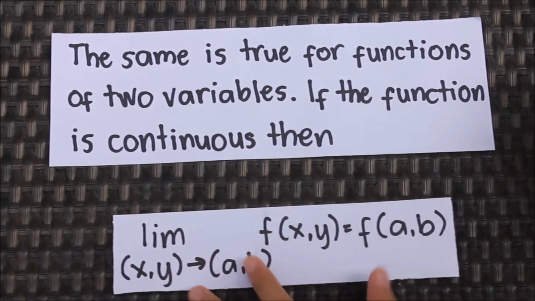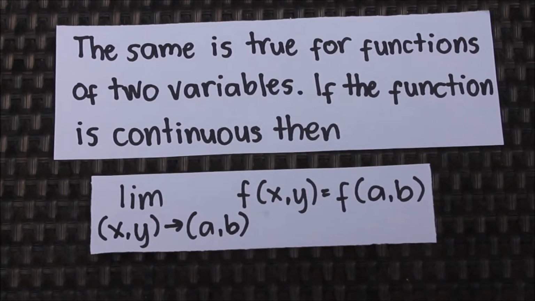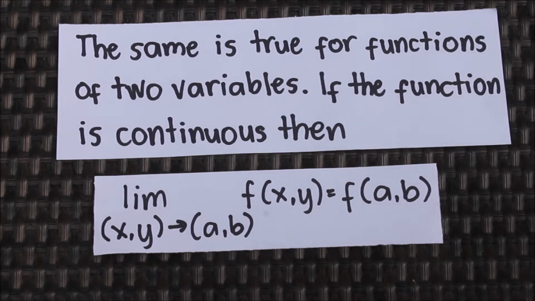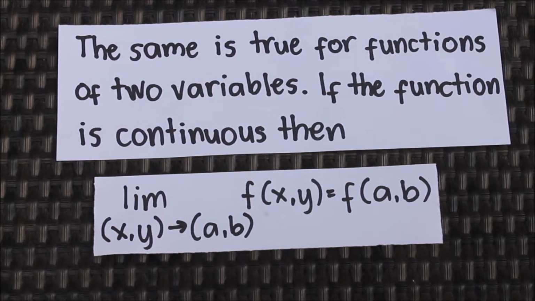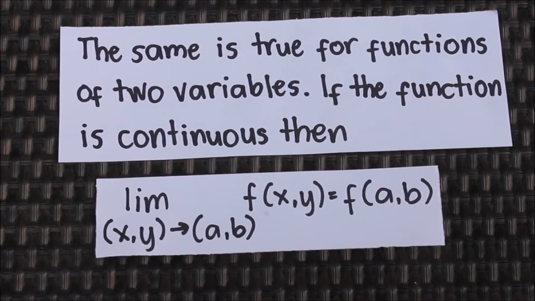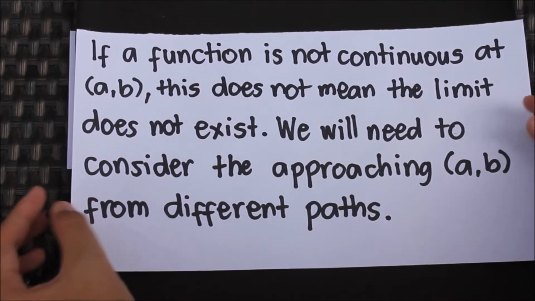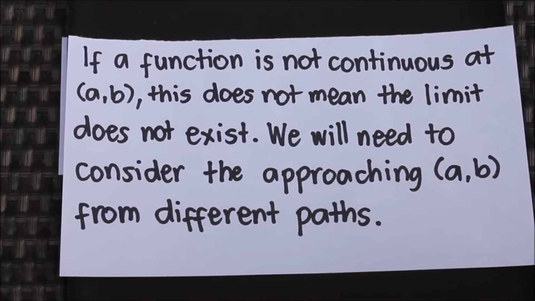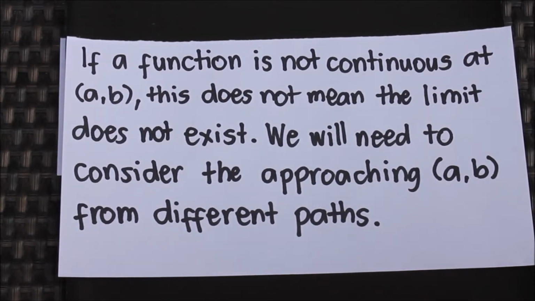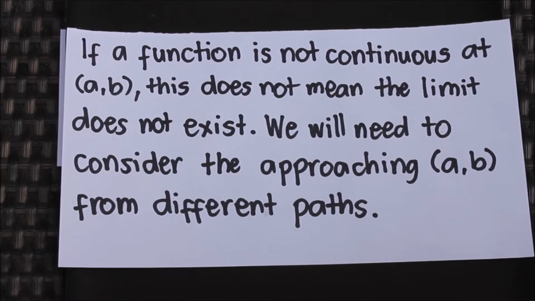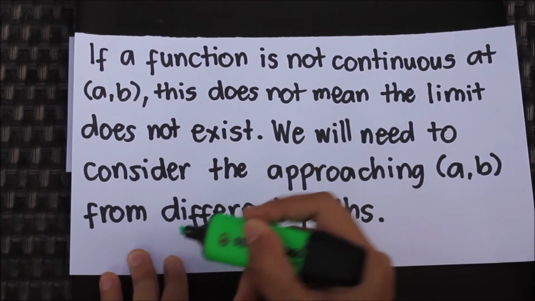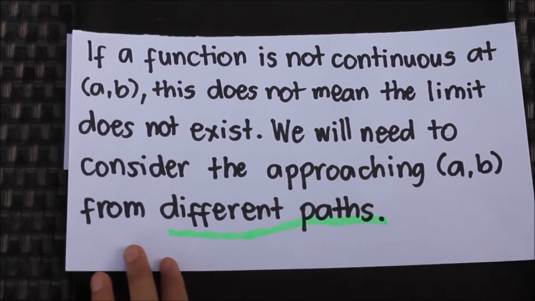Well, the same is true for functions of two variables. If the function is continuous, then the limit as (x, y) approaches (a, b) of f(x, y) is equal to f(a, b) if we know the surface is nice, smooth, and continuous. It is important to remember that if a function is not continuous at (a, b), this does not mean the limit does not exist. We will need to consider approaching (a, b) from different paths.